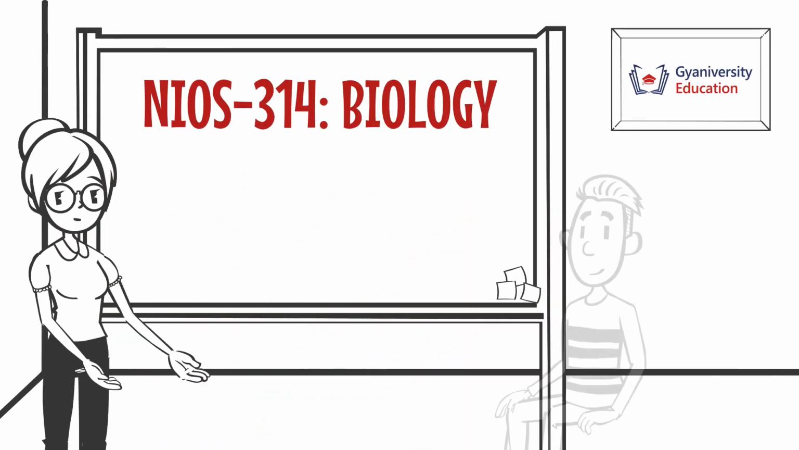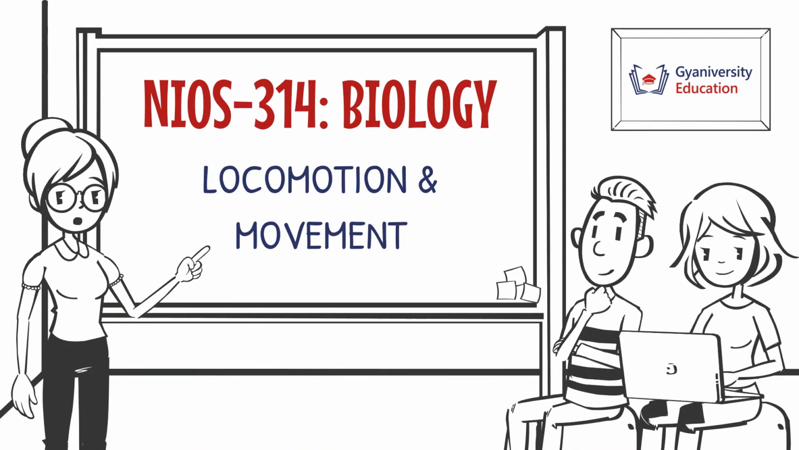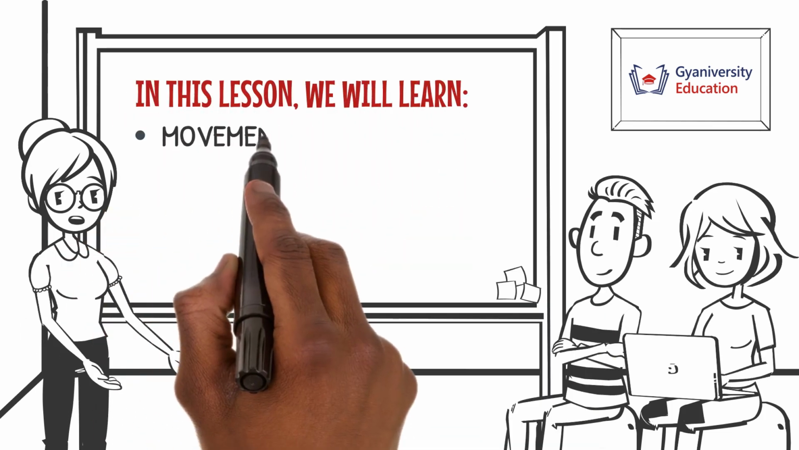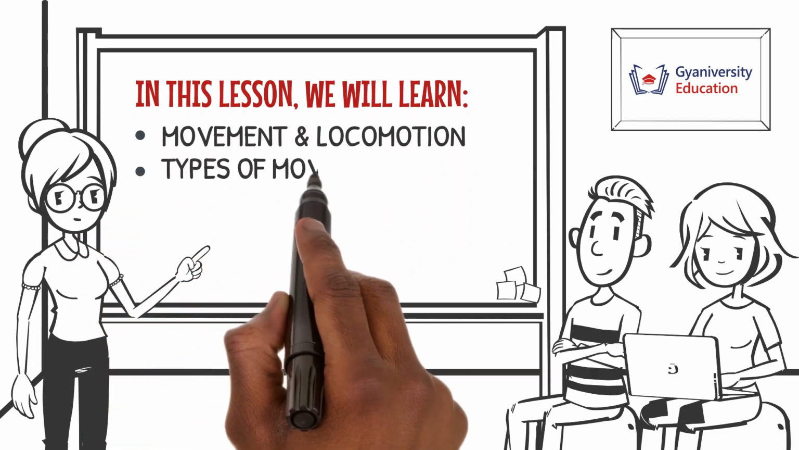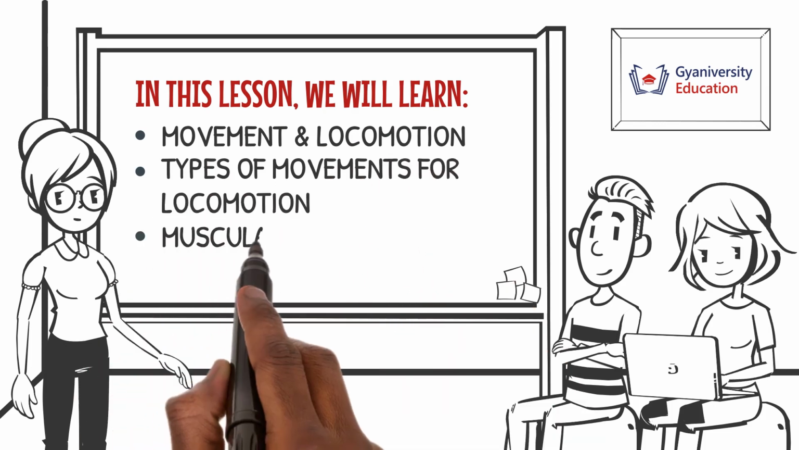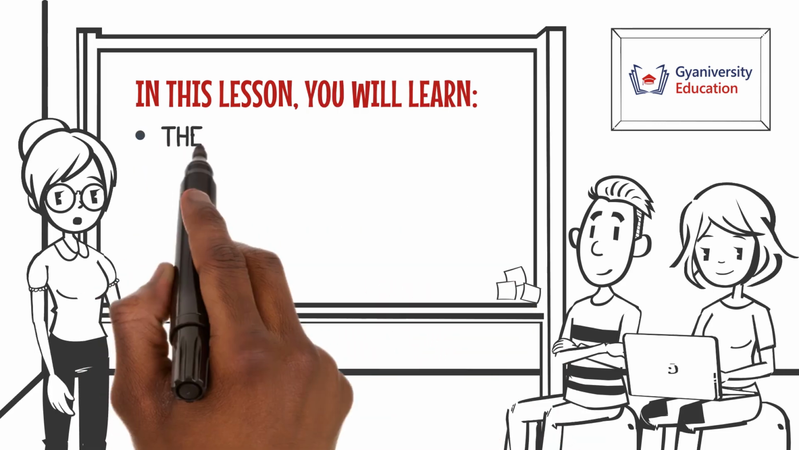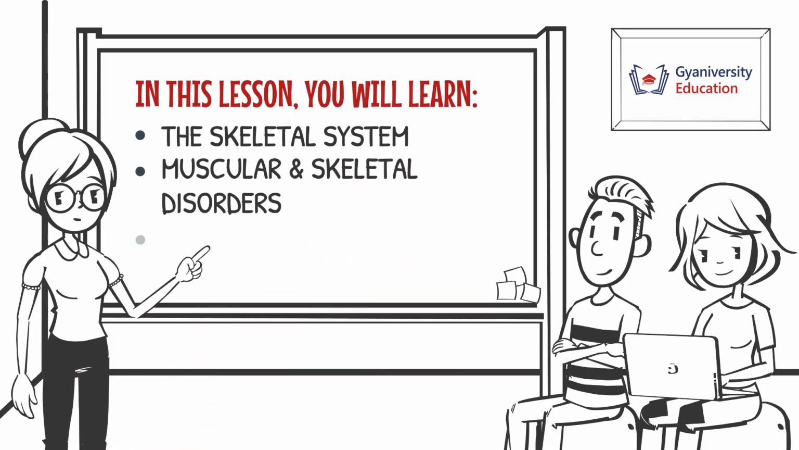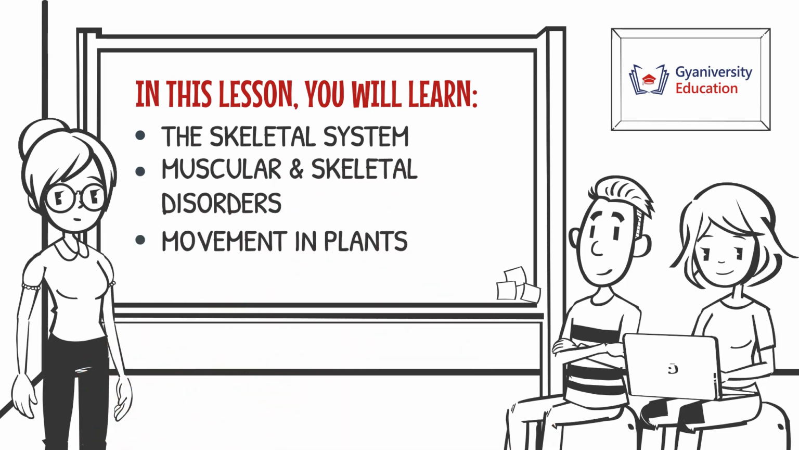Welcome to the biology lesson of locomotion and movement. In this lesson, we will learn about movement and locomotion, types of movements for locomotion, muscular movement in animals, the skeletal system, the muscular and skeletal disorders, as well as the movement in plants.